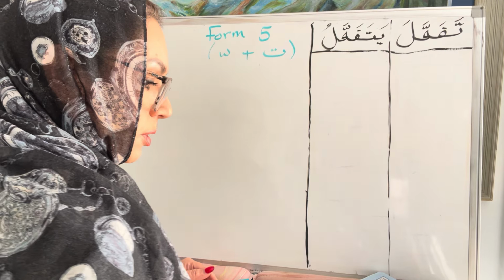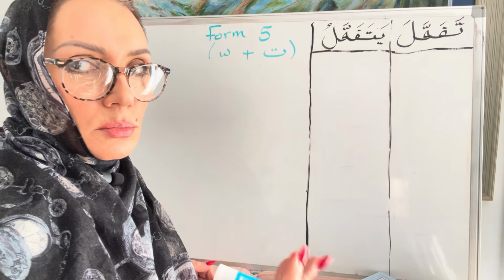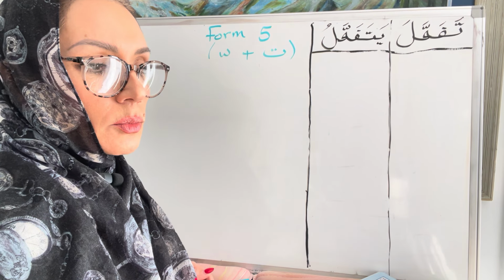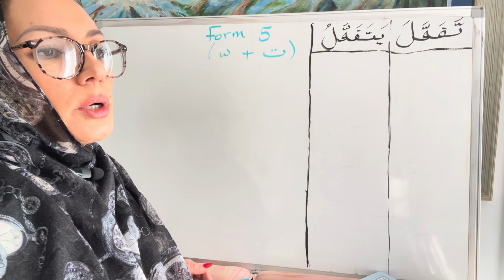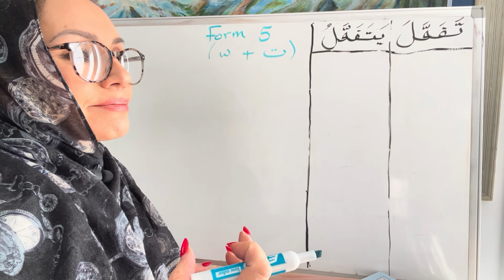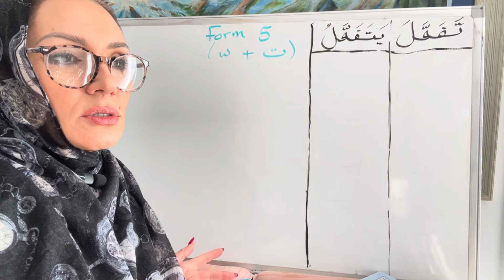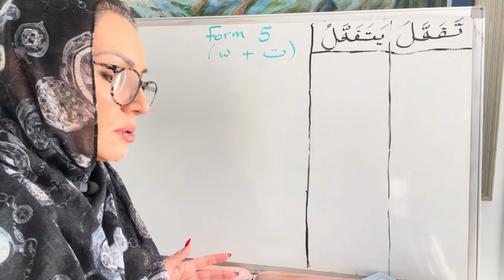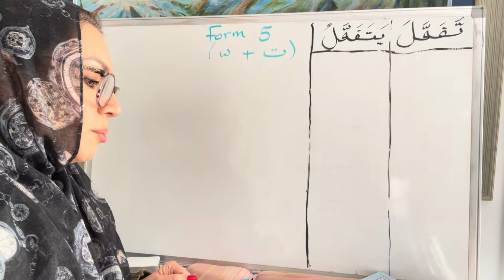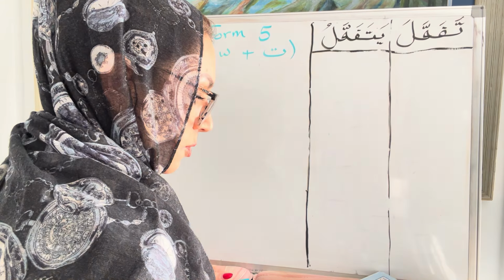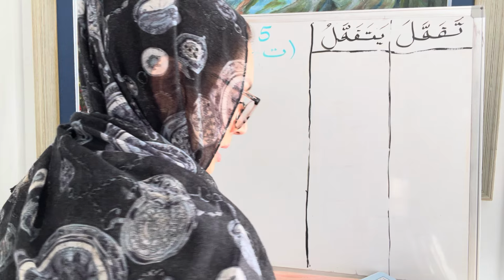Okay, the last 2 verbs we have are those weird ones. I shouldn't call them weird, but they usually start with a waw or have a ya. These are the naqis verbs that go through some changes, but we only have 2 here that we have to focus on. So the first one is tawalla.